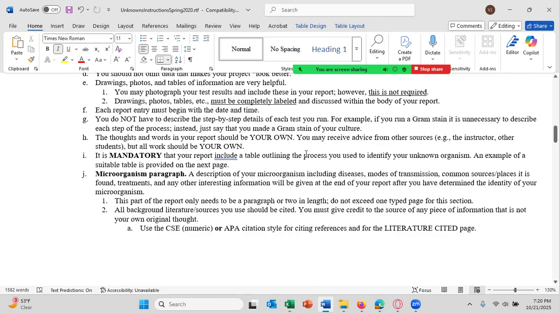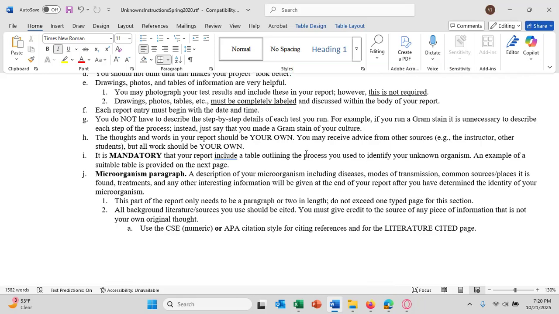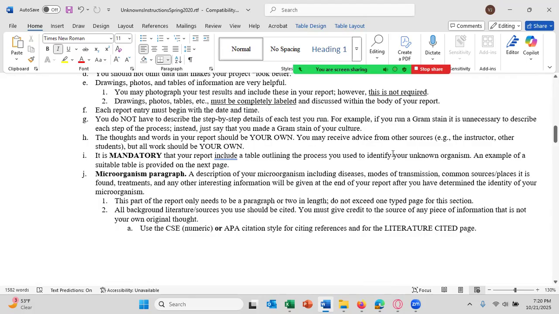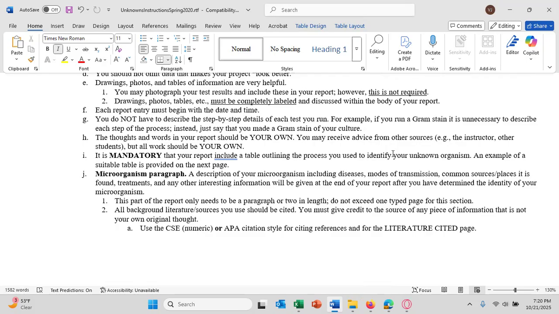The thoughts and words in your report should be your own. If they are not, they should be put in quotes and state where you got it from in an in-text citation, and then put that in the full references. Occasionally, students quote from me. That's all right. You can quote from my Canvas website. You can quote from the lab module. You can quote from any other textbook, like your microbiology textbook. But if you do, put it in quotes, say where you got it from in an in-text citation, and then put that as a full reference in the paper.